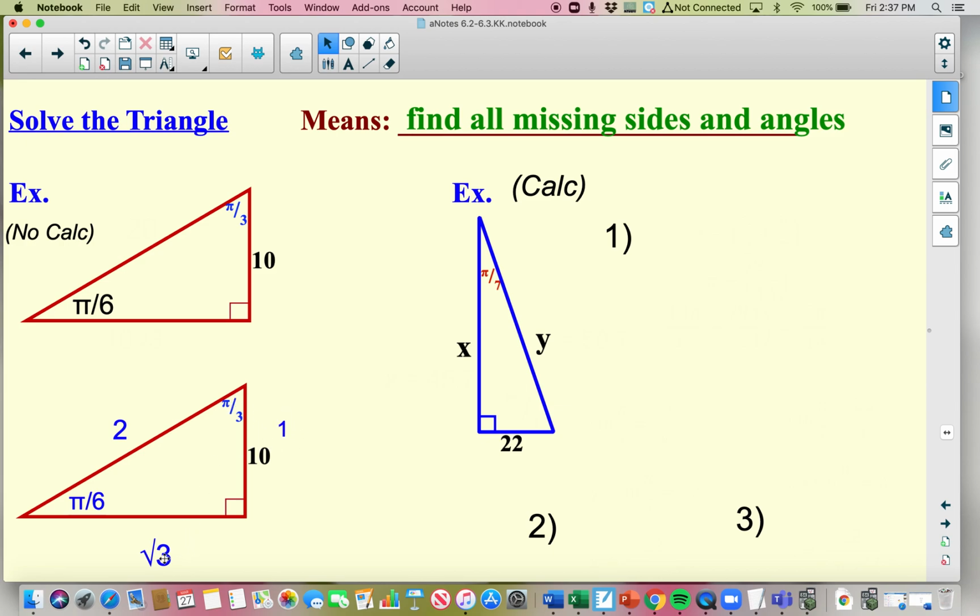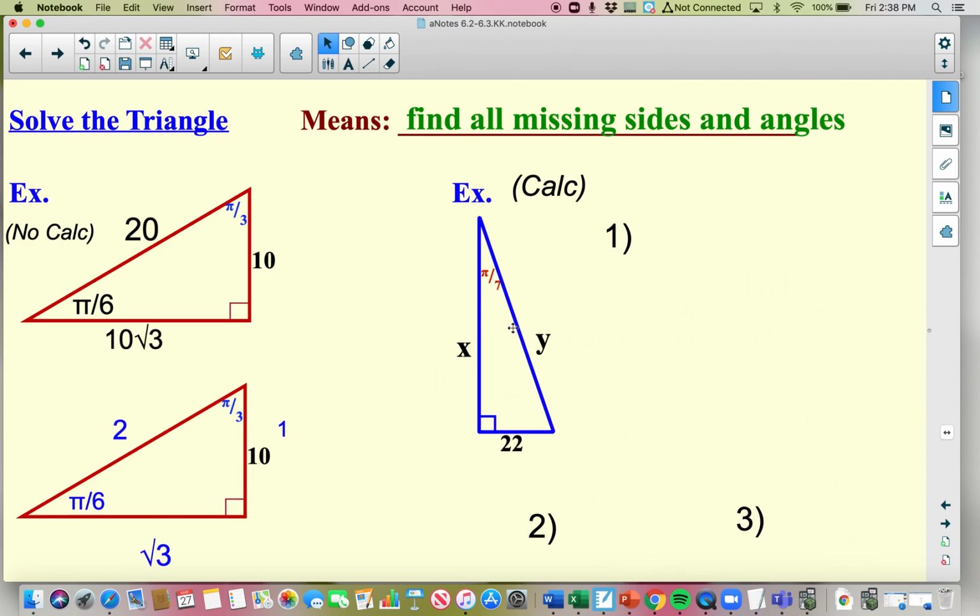Opposite of 60 is square root of 3, and opposite of your 90 is 2. So knowing that this original side was 10 and the ratio was set to be a ratio of 1, square root of 3, 2, I'm obviously just multiplying by 10 here. So if I multiply my 2 by 10 and my square root of 3 by 10, that will give me my side lengths. So 20, 10 root 3, and 10 would be my missing sides, and pi divided by 6 would be my missing angle.